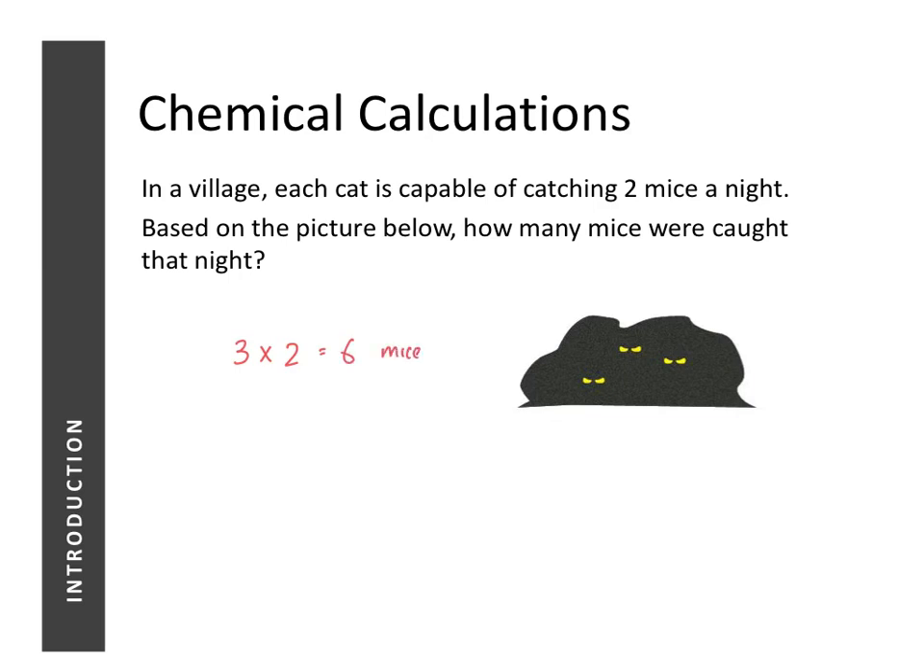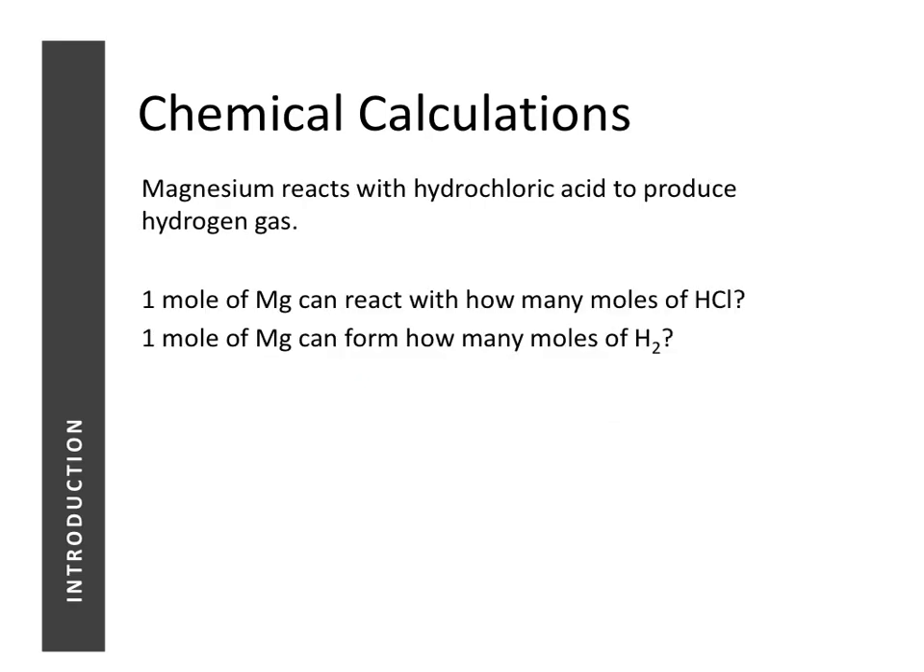Now how do we extend this to chemistry? Now let's look at this sample reaction over here. Magnesium reacts with hydrochloric acid. Now we have learned in the topic of acids and bases that when a reactive metal reacts with an acid, we get hydrogen gas and a salt.